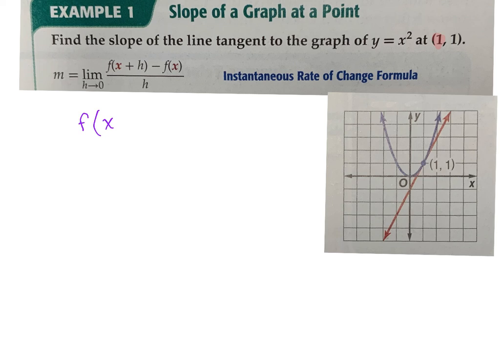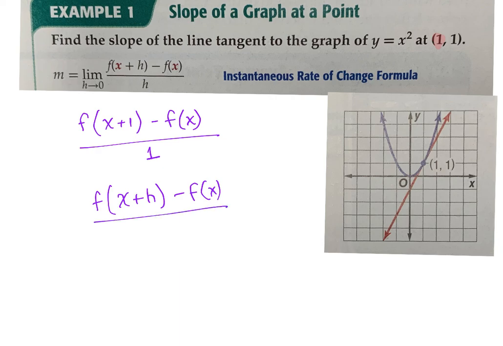f of x plus 1 minus f of x, all over my h being 1. They actually didn't plug it in yet, so we'll just do it the way they did it: f of x plus h minus f of x, over h. They didn't plug it in, so we will do it the way they did it. All right, so I'm going to figure this out.